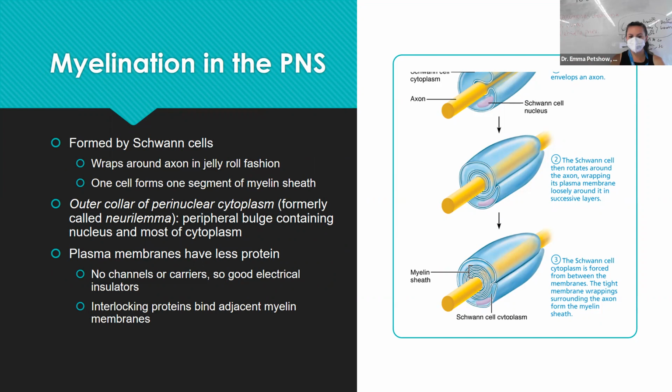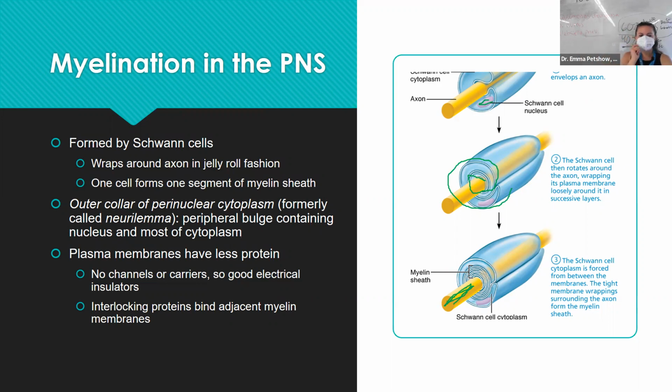We can see a Schwann cell nucleus here. And then we can see our myelin sheath being almost wrapped around like a curlicue around our axon, which is our axon highway. And it wraps around like a jelly roll. That's what I think of it as. One cell forms one segment on a myelin sheath in the peripheral nervous system.